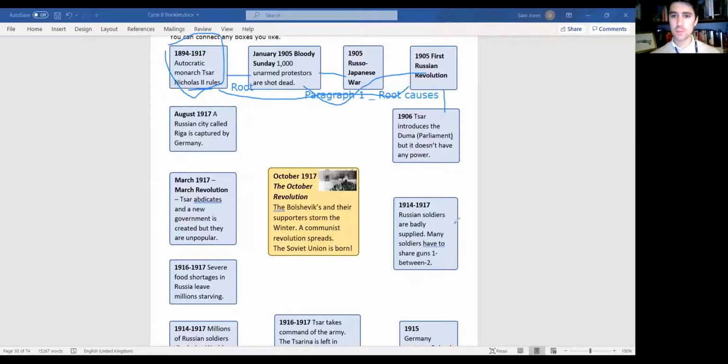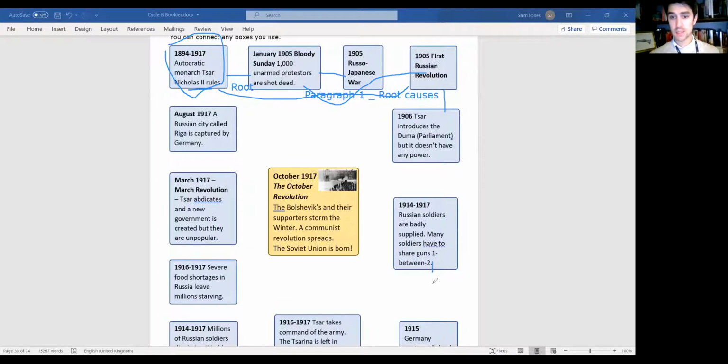Now, we know that 1914 to 1917, as it says, Russian soldiers are very badly supplied during the war. Not only is there not enough food, there are stories of Russian soldiers having to share one gun between two men, or Russian soldiers being told to take the boots off their dead comrades. So the Russian army were chronically, that means really badly, undersupplied.